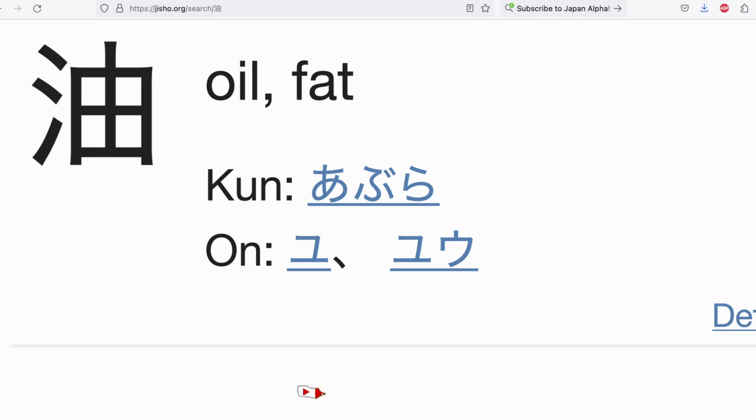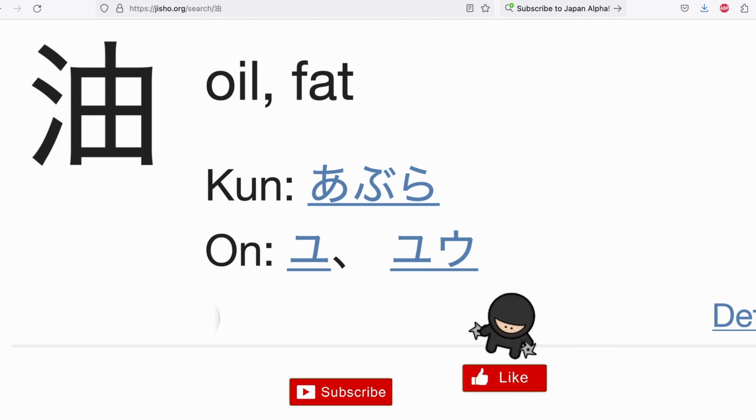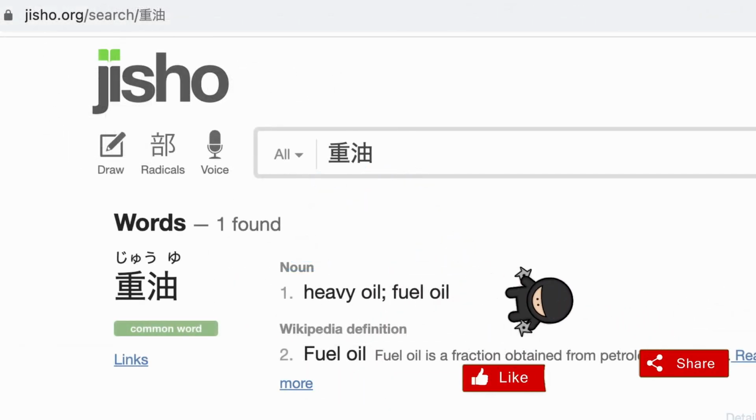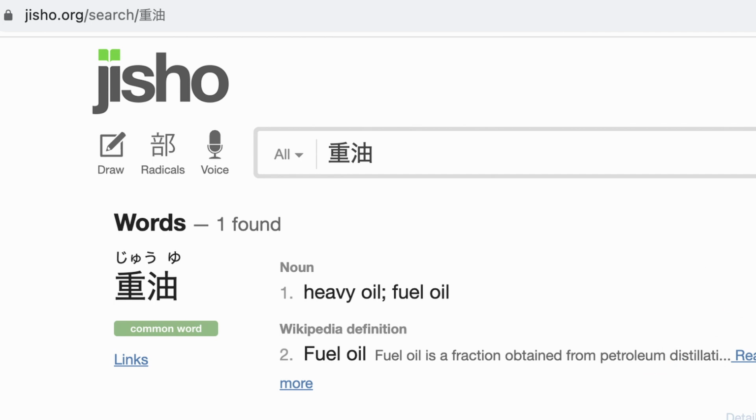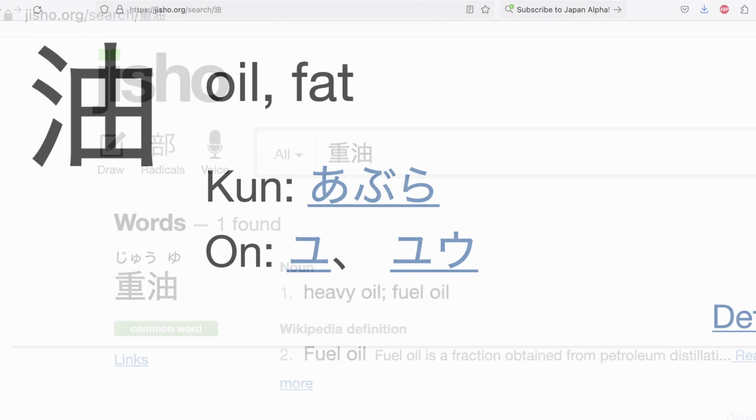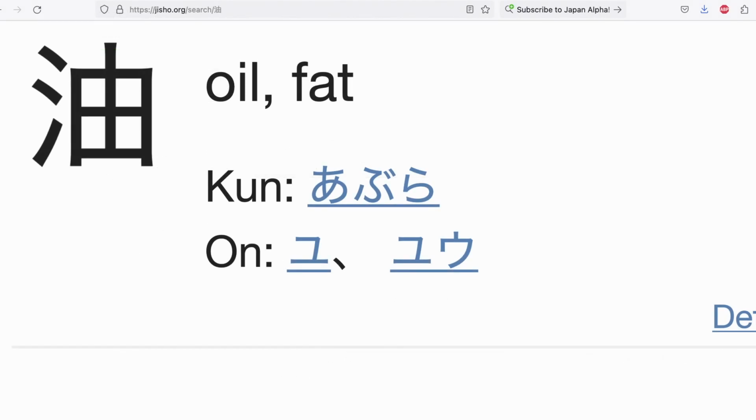It's pronounced yu. You can find this character for oil or fat in this word, which is pronounced ju, which means heavy oil. Now, I don't even think you need me to tell you that the one on the left right here means heavy. And you can read the one on the right side because I just finished explaining it to you. And now that you understand the basic structure of kanji and how the left side carries the meaning and the right side carries the pronunciation hint, we can get back to the regular part of the lesson.